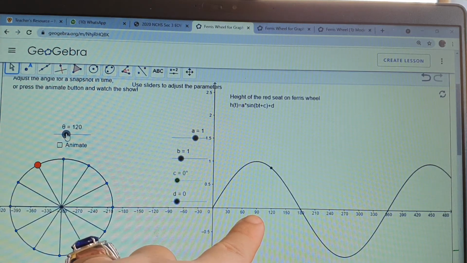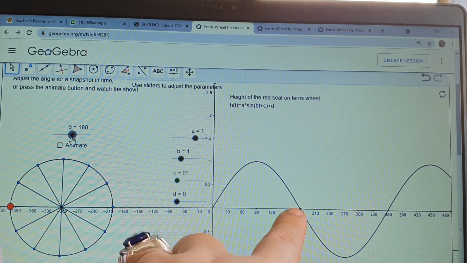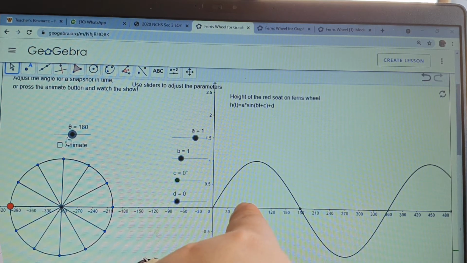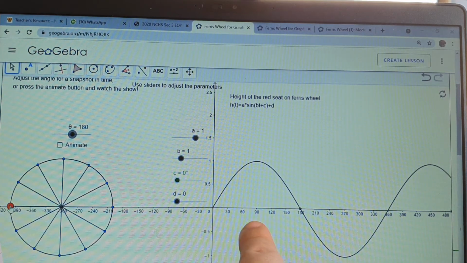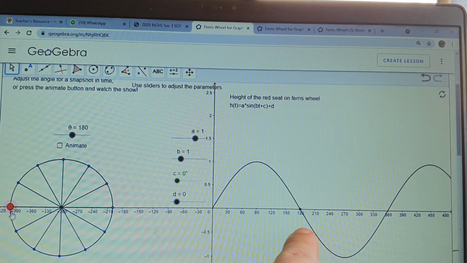Then as I turn some more, half of a round, isn't it 180? So this sine graph, and also cosine graph, right, can be used to model your movement. Then now you see, I move some more, I move now more than 180 already, as I move the red spot.